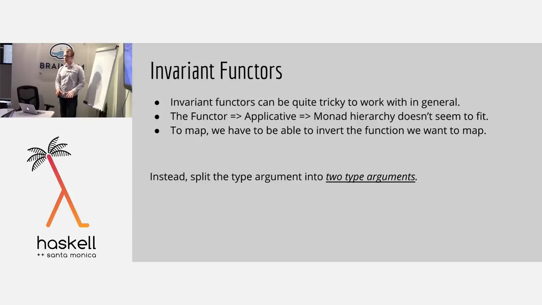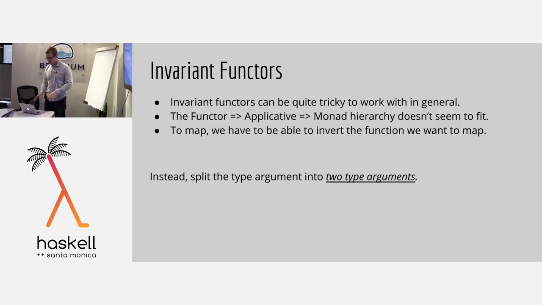So invariant functors aren't generally used very much. You don't see them very often. They turn up in Scalaz, I think. They're quite tricky to work with in general. It's not clear immediately how to generalize things like the applicative and monad hierarchy on top of functor to invariant functors. And generally they're tricky, I think, because if you want to map, you have to provide both functions, the one direction and the other direction. It's not always obvious how to turn a function around in order to be able to apply this mapping operation.